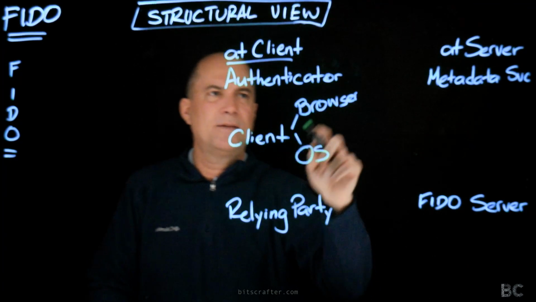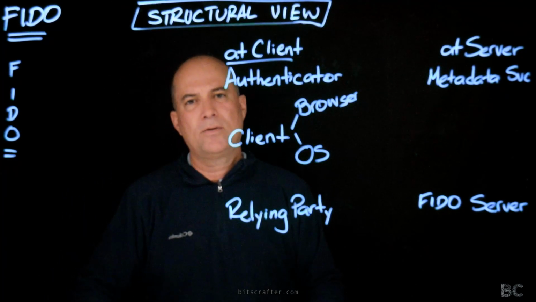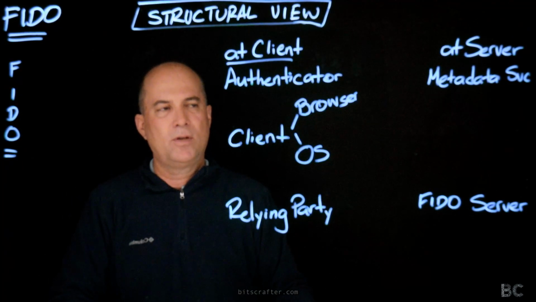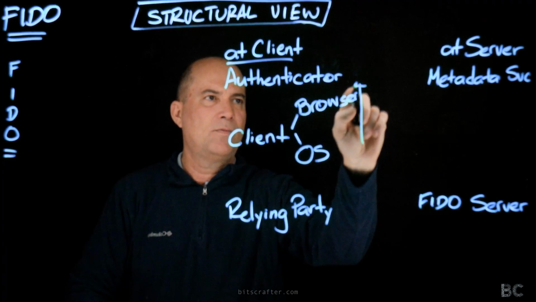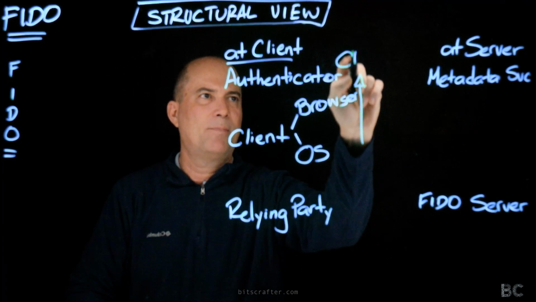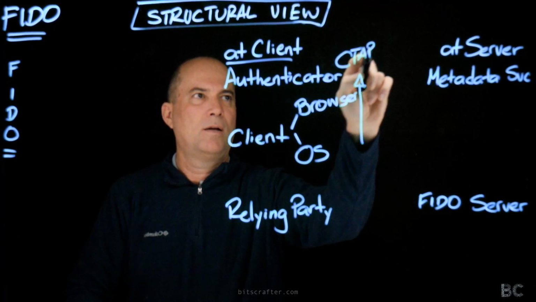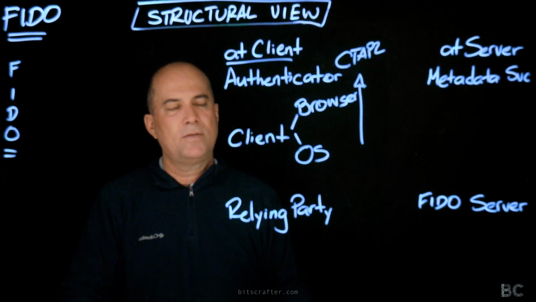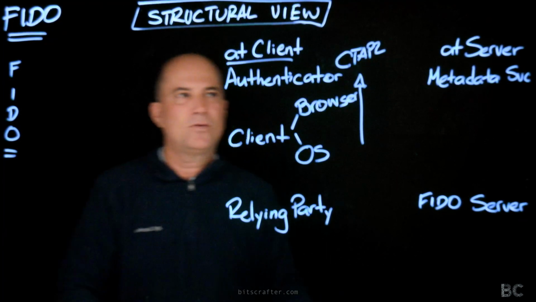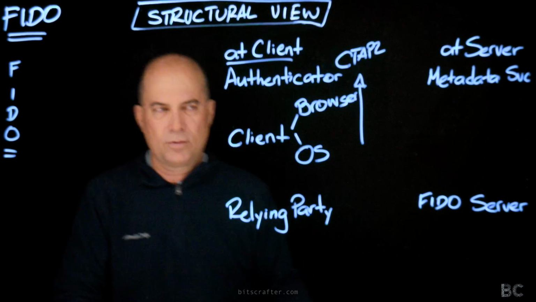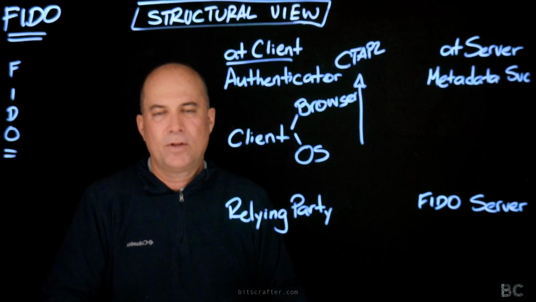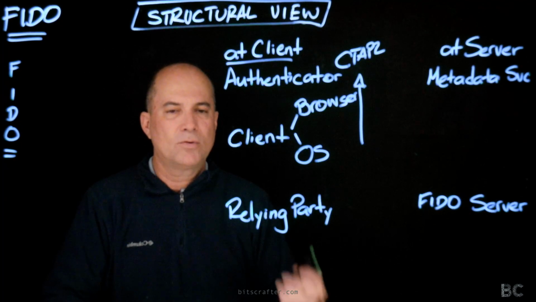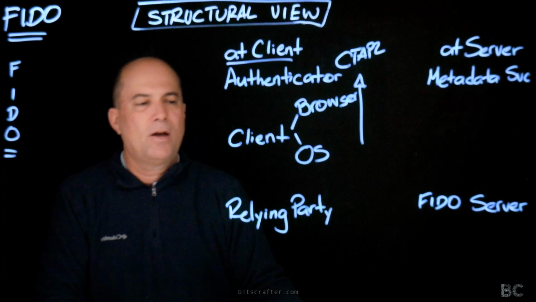The way that the client communicates or integrates with the authenticator is by something defined in FIDO called CTAP, which today stands at version 2. So this is the Client to Authenticator Protocol. This tells how the client can integrate with the authenticator. So it's the contract.